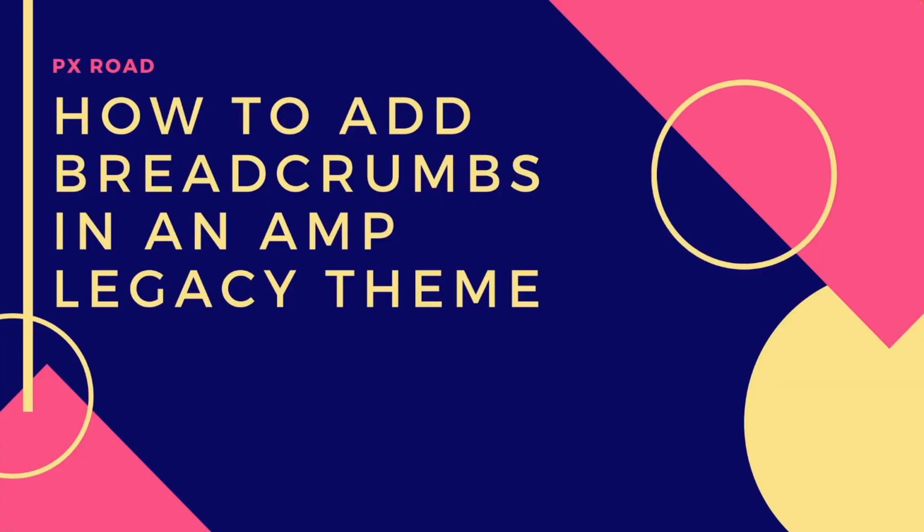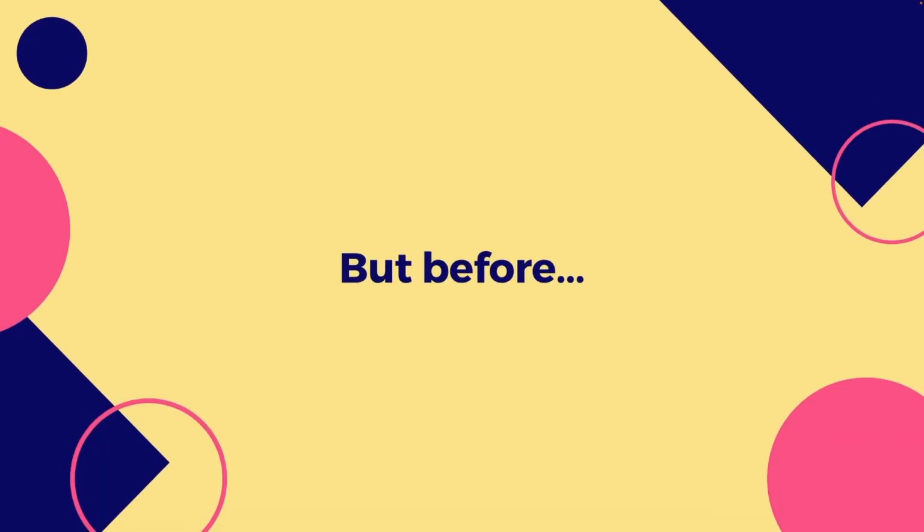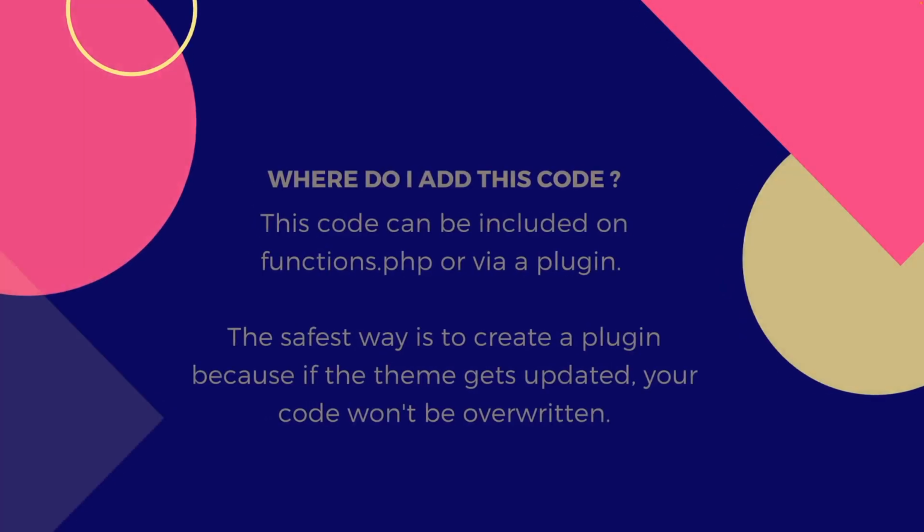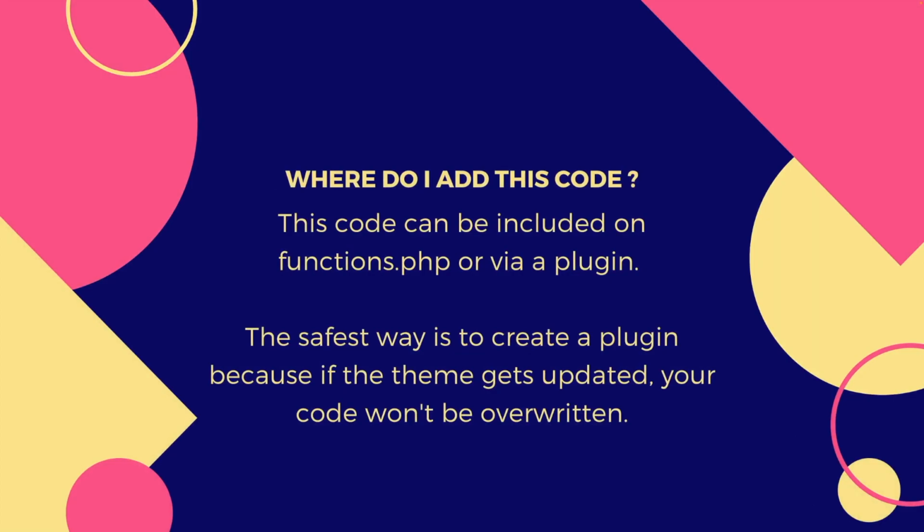Hi, my name is Philip, and today we're gonna learn how to add a breadcrumb in an AMP Legacy theme. But before, I will do that solution using two different plugins. The first one will be Rank Math, and the second one will be an example for the Yoast SEO plugin. Just a quick reminder, we will add this code first at the functions.php.